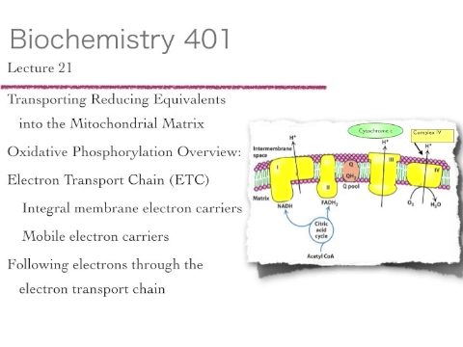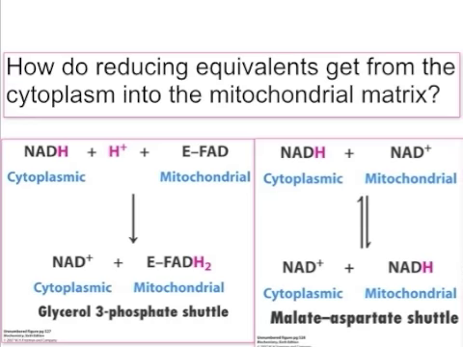We'll talk specifically about the electron transport chain and about integral membrane electron carriers and mobile electron carriers that make up this electron transport chain. We'll then follow electrons through the electron transport chain to see how this works. And so, how do reducing equivalents get from the cytoplasm into the mitochondrial matrix so that they can be used in the electron transport chain?